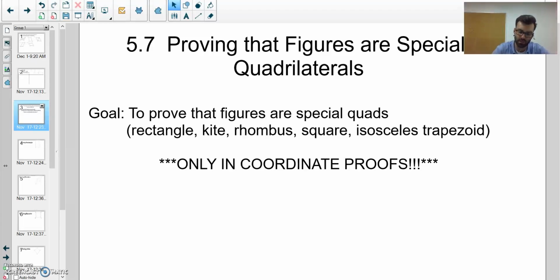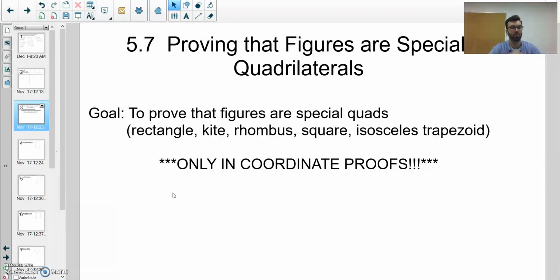On the last video, I should have told you about parallelograms and how to prove that things are parallelograms using coordinate proofs, but I decided not to. Okay, in order to prove parallelograms using coordinate proofs, I have to prove two things. Okay, and I want you to write that in underneath, only in coordinate proofs.